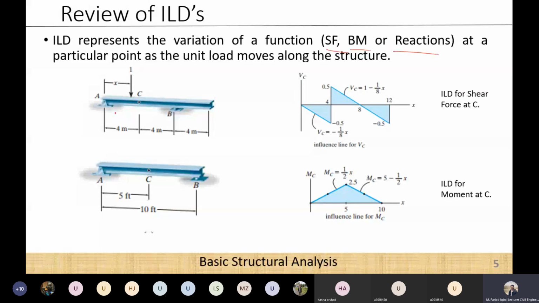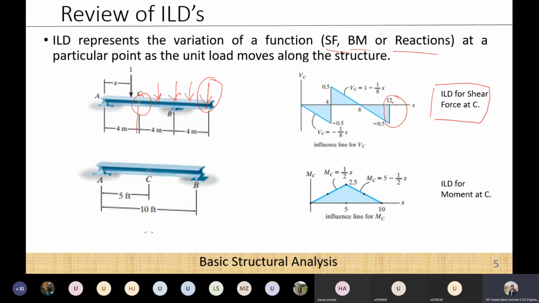If, for example, we have this beam and I want to plot the ILD for shear force at C point. Where is my C point? This one, right? So if I want to plot the influence line diagram for this point, I will move this unit load throughout the length of this beam. For example, I will move it like this. First, I will place it over here and calculate the shear force at this point by our simple bending moment diagram or shear force diagram. And I will plot this point over here, right?